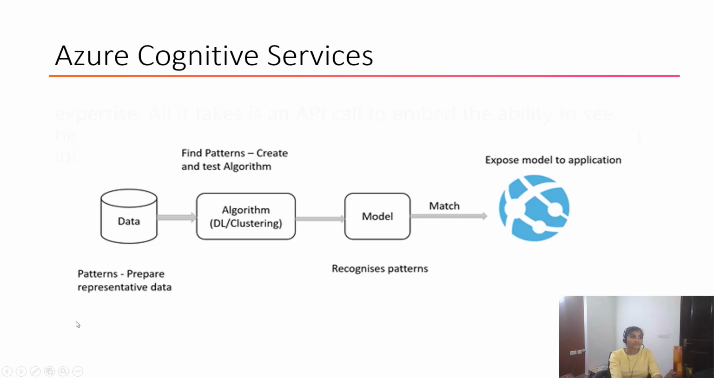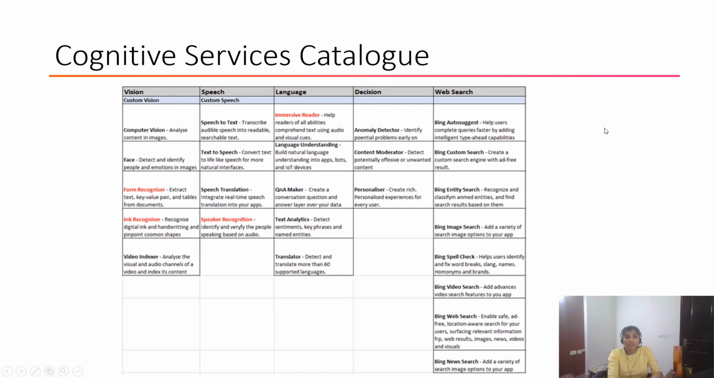And that's how you don't need to do all these activities here. You already have the REST based API, and that model, that API, is basically already exposed. It has different capabilities. There are services that detect things in the image, and that comes to the catalog portion of the cognitive services. We have vision, we have speech, we have language, we have decision, we have web search.